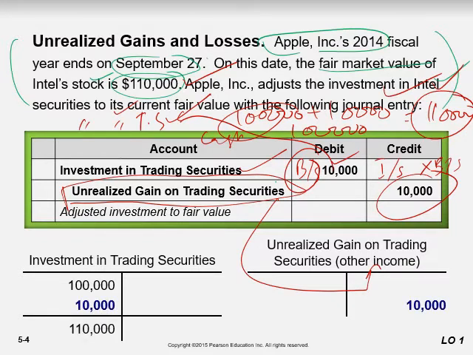So how do we add it? When we post it here, the balance in the ledger or T account for trading securities would be 110,000, and 10,000 is going to be a gain.